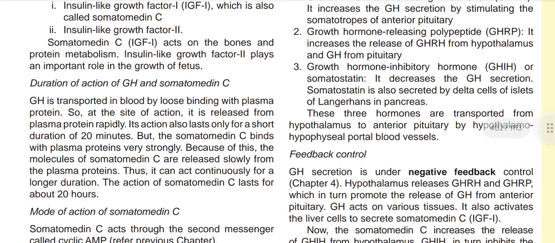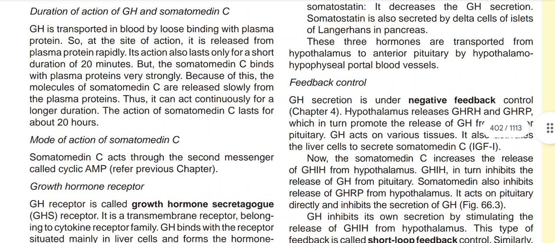Duration of action of growth hormone and somatomedin C. Growth hormone is transported in the blood by loose binding with plasma protein. So at the site of action, it is released from the plasma protein rapidly. Its action lasts only a short duration of 20 minutes. But somatomedin C binds with plasma proteins very strongly. Because of this, the molecules of somatomedin C are released slowly from the plasma proteins. Thus, it can act continuously for a longer duration. The action of somatomedin C lasts for about 20 hours. You can see the clear-cut difference: 20 minutes and 20 hours.